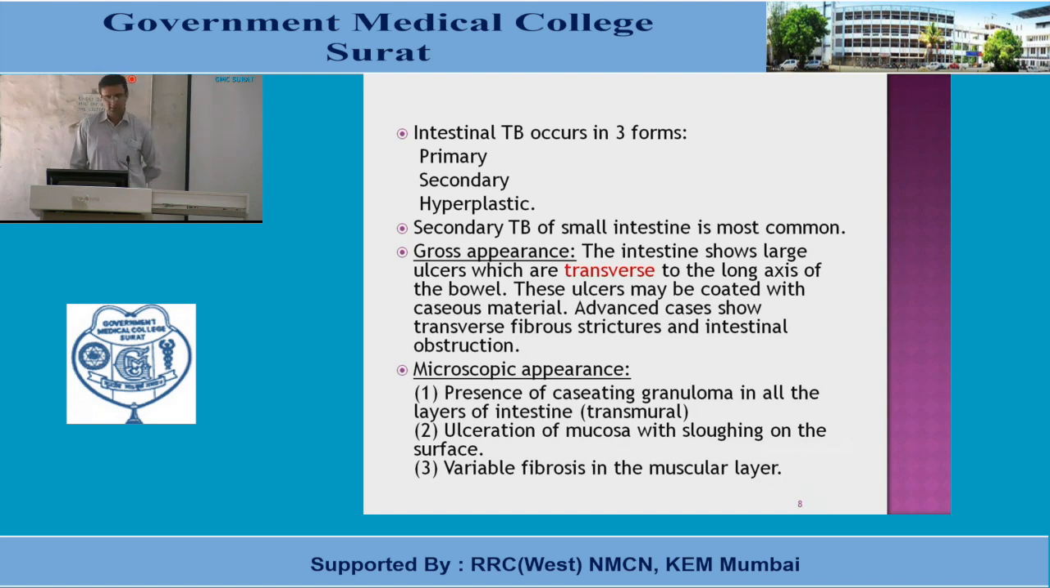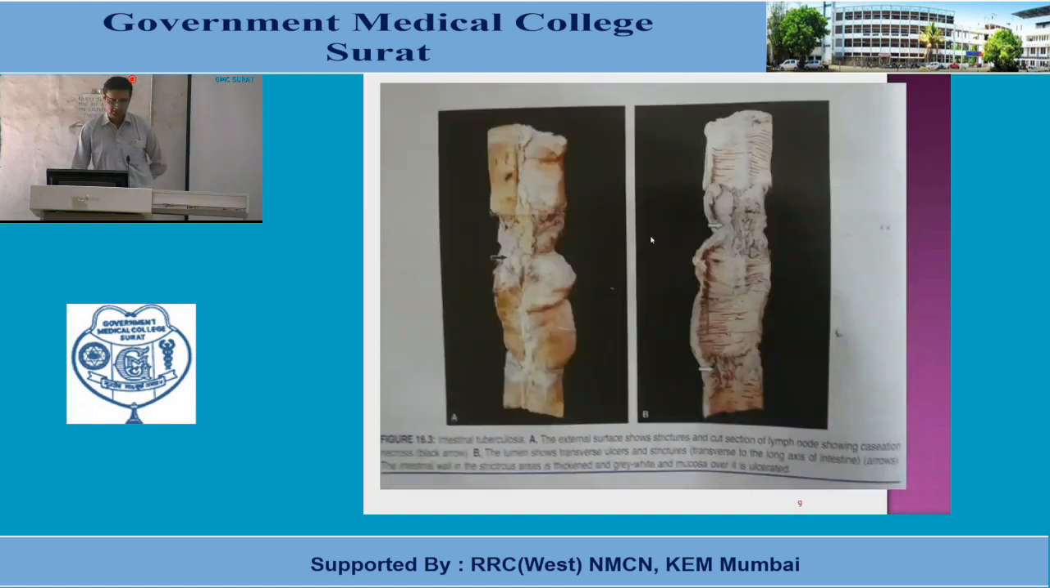While in microscopic examination, there is the presence of caseating granuloma in all the layers of the intestine, and ulceration of mucosa with sloughing on the surface and variable fibrosis in the muscular layer. See here is the gross examination of the tuberculous intestine, where there is a transverse ulcer or stricture of the intestinal lumen. So while in typhoid the ulcer is longitudinal in diameter, in tuberculous here there is a transverse ulcer.